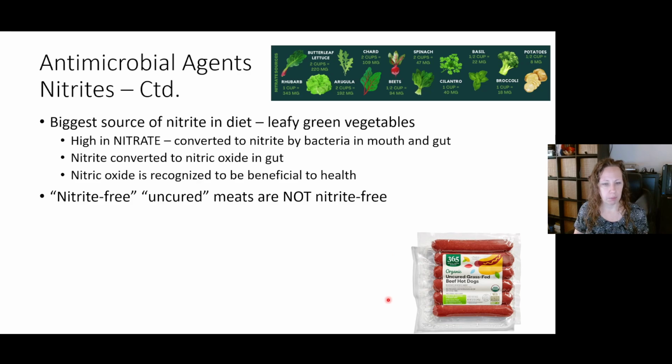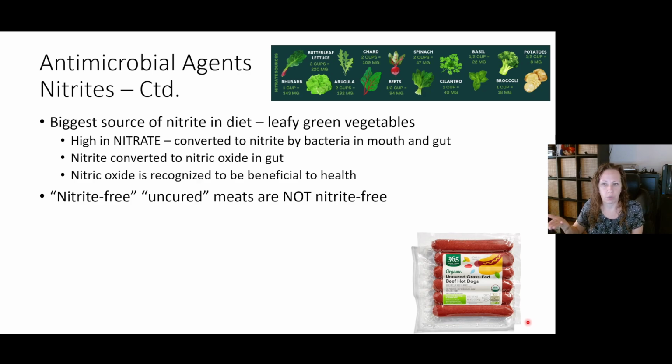So the second part of the soapbox is that when you go to the grocery store and you see a sausage, or bacon or ham, that says uncured or nitrite free, these are not nitrite free. And unfortunately, it's due to a regulation that needs to be updated that says that if you aren't adding specifically sodium nitrite to the product, you aren't adding nitrite. And you have to label it uncured.